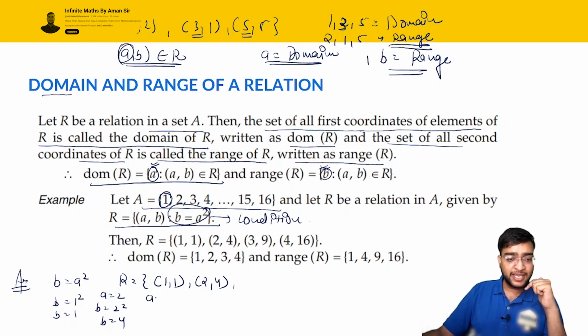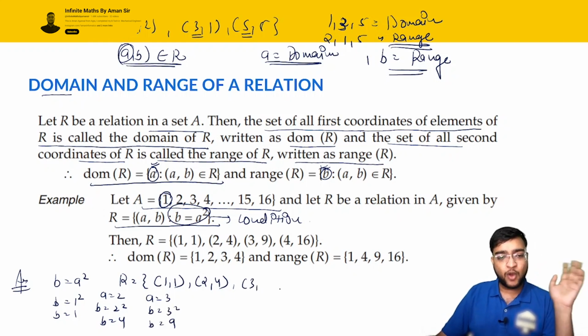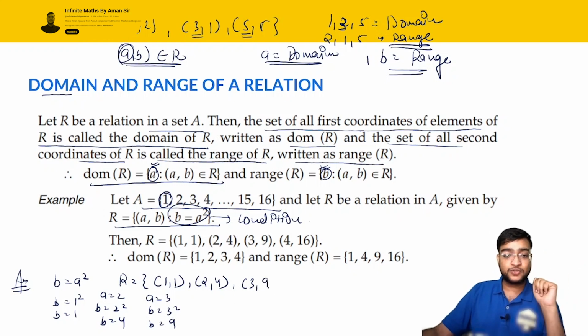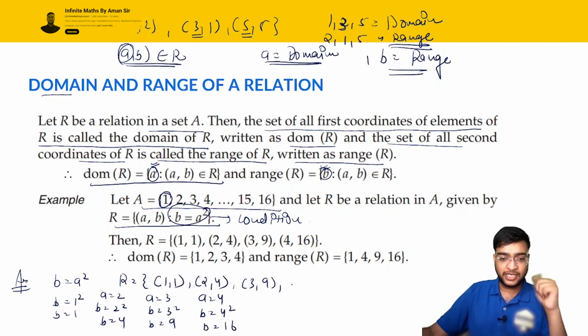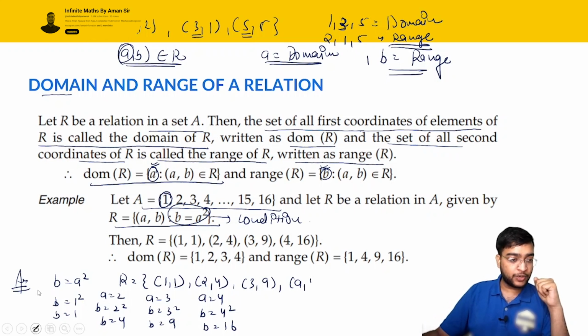If a equals 3, then b equals 3 square, and b equals 9. Wait students, wait. Let's say a equals 4, then b equals 4 square, that is b equals 16. So this is my pair (4, 16) here, sir.